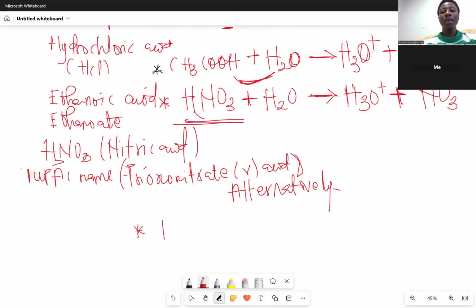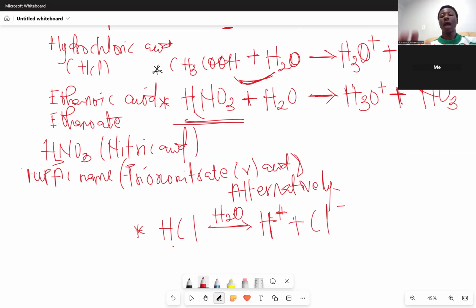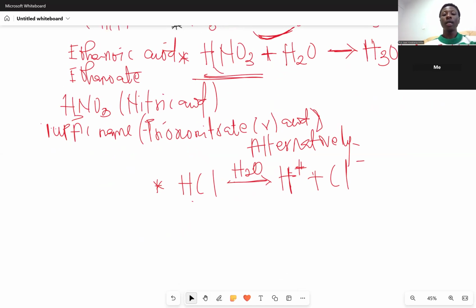So you remember how we were doing that. Alternatively, you can do this. HCl, then you show an arrow. Then on the arrow, you can write water. So HCl, when dissolved in water, what will happen? It dissociates completely to produce hydrogen ions and chloride ions. So you see, I split it into two. That's what dissociation is about. And you get H plus, Cl minus.